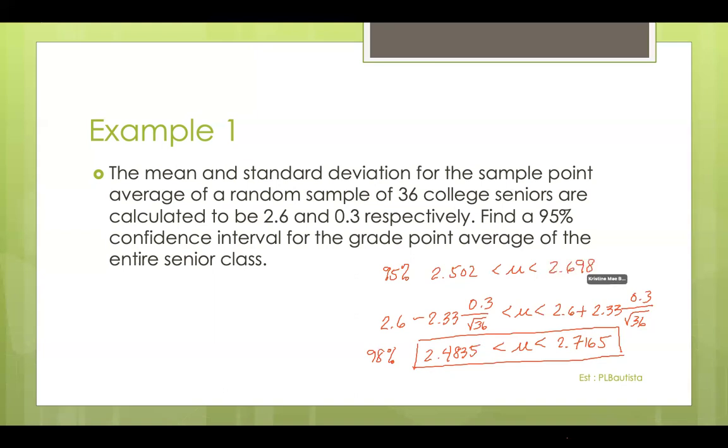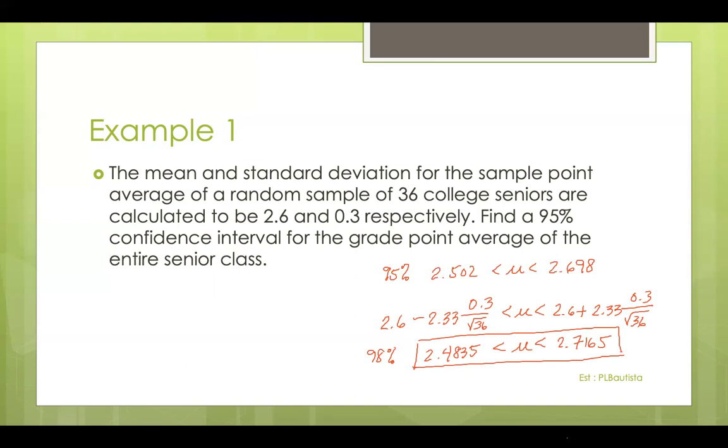What you will notice here is that when we went from a 95% confidence interval to a 98% confidence interval, our confidence interval widened. The lower limit went lower, while the upper limit went higher. From 2.698, it became 2.7165. Which makes sense because if you have a wider confidence interval, then you should have a higher confidence level.